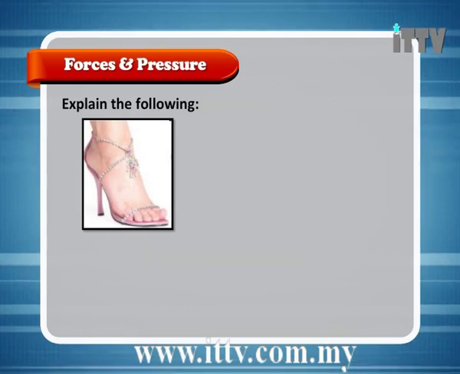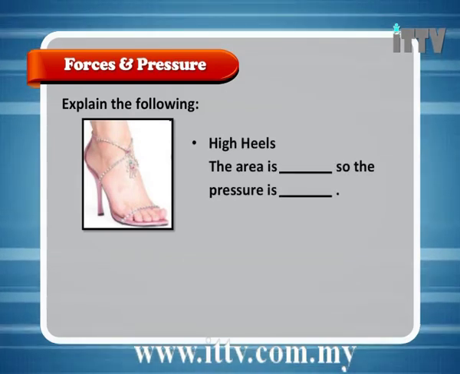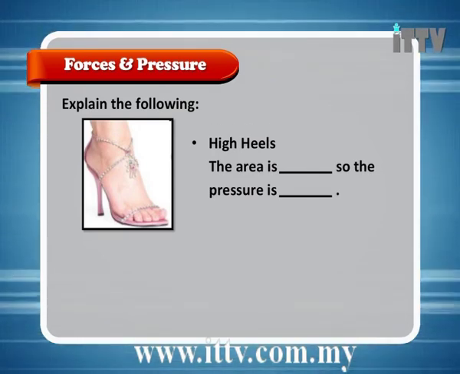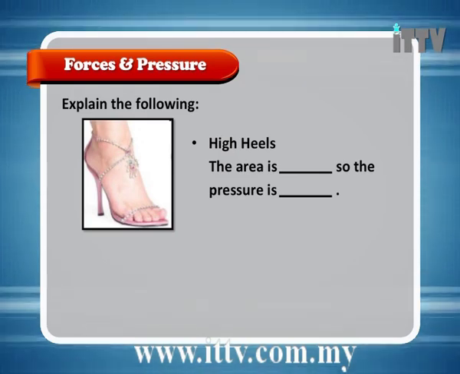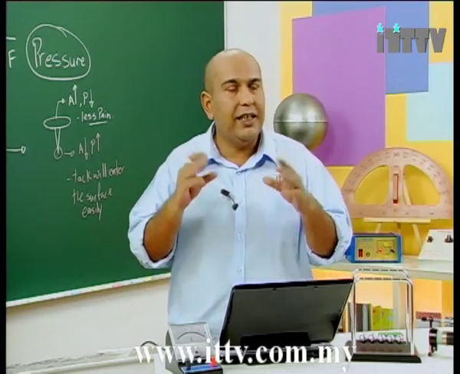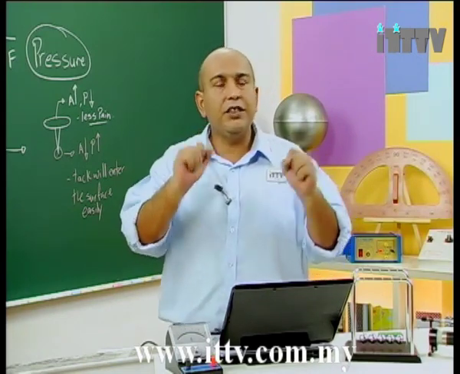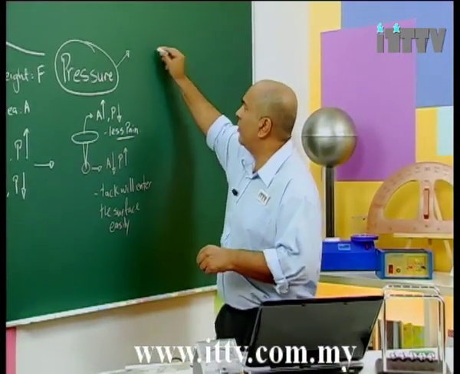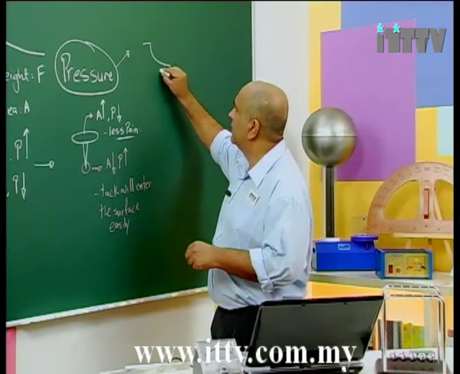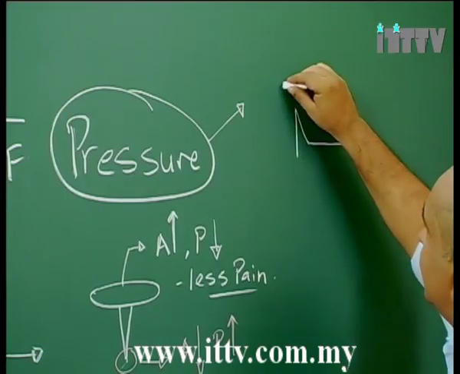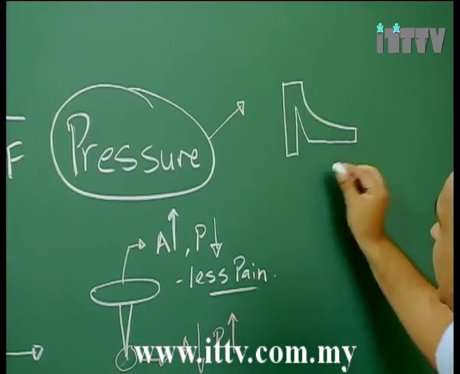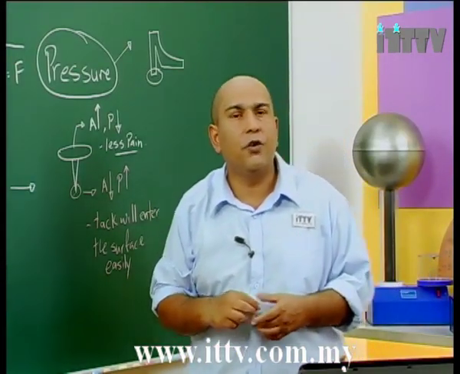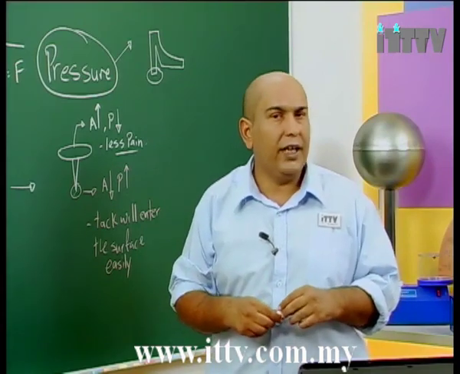Question. Explain the following. High heels. The area is dash, so the pressure is dash. So we're looking at a high heel shoe. In high heel shoes, the key here is the heel at the back. Now let's just go up to the board and sketch a simple high heel shoe over here. What we have is a pair of shoes like this that goes up, and it's got this heel at the back. What we want to understand about the heel is what is it going to do in terms of pressure? What is the relationship to the area?